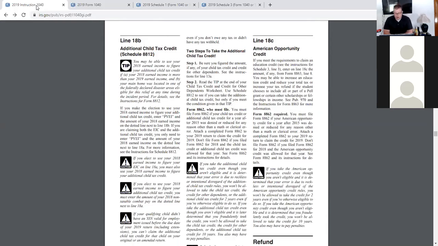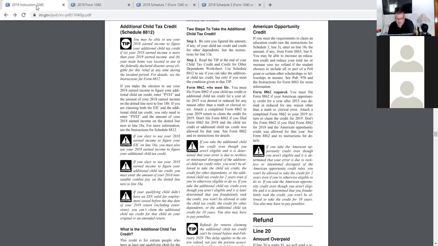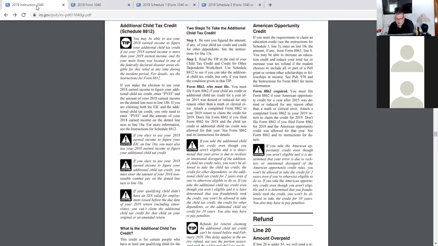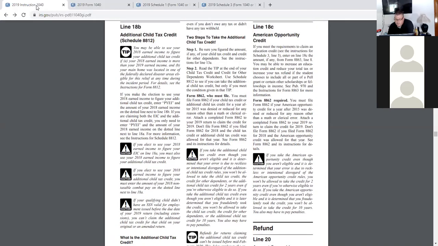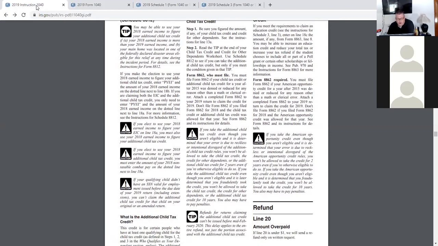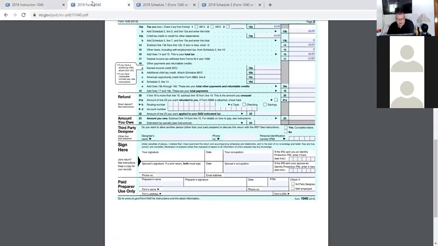All right, so we read the tip, Form 8862. You must file Form 8862 if your child tax credit or additional child tax credit for a year after was denied or reduced. Well, we don't have any evidence any of that happened, so we'll say that wasn't the case. So let's go look here at the Form 1040 and see what's required. 18B, additional child tax credit, attach Schedule 8812. So we're going to have to fill out a Schedule 8812.